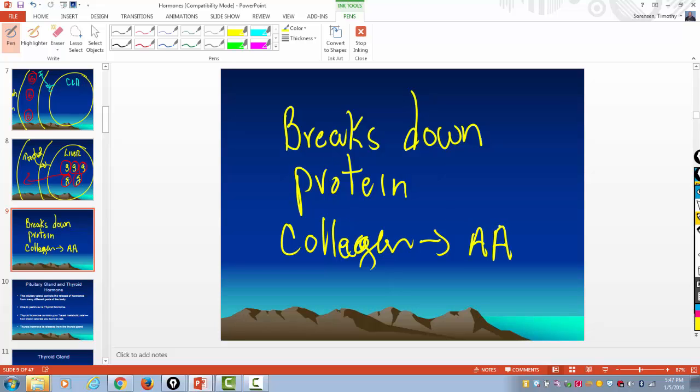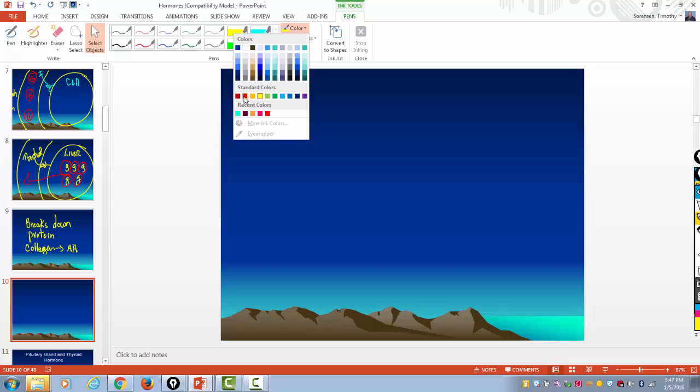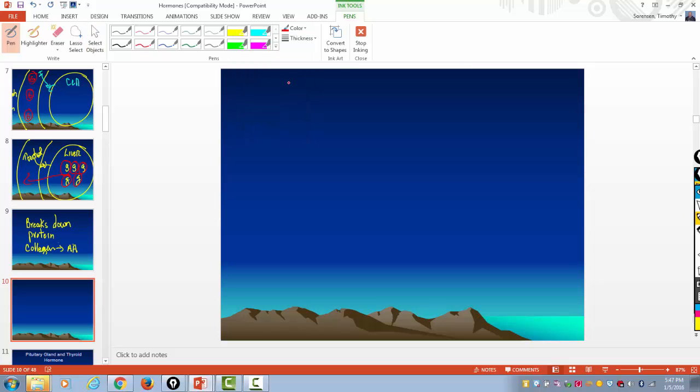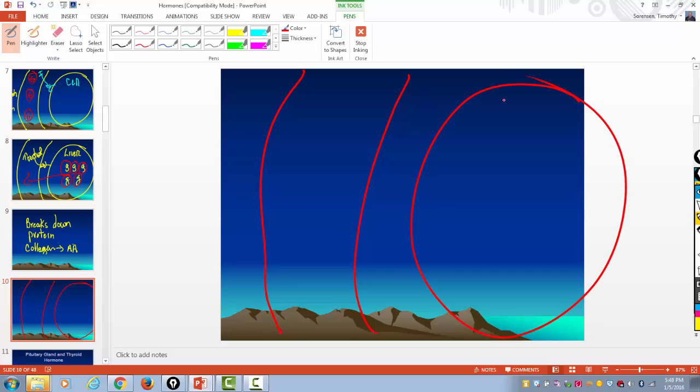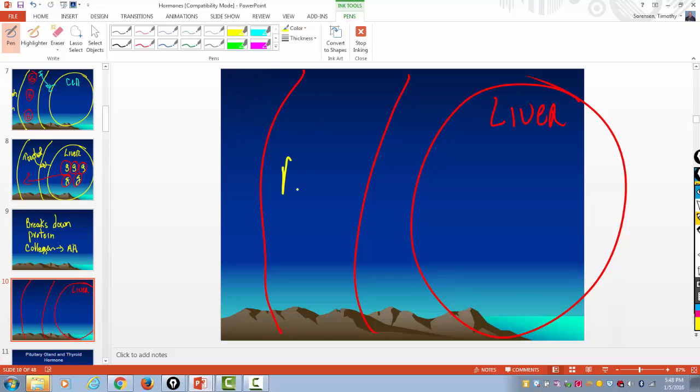amino acids. When those amino acids are broken down, guess where they go? That's right. Those amino acids that were broken down from collagen, the dermal layer of the skin, they go to the liver. So here's the liver. Then those amino acids that were broken down from the collagen, they go into the liver.